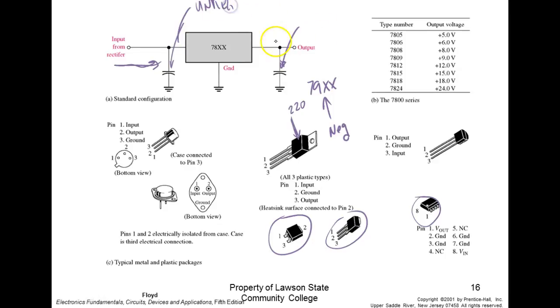Unregulated in, and then over here is what? Regulated out, and then you have common. That's all there is to it for these things. It's very simple to hook up. You see these things used all over the place. In fact, these are what our trainers use for the +5, -5, +12. This is the actual regulators they use. They use the 7800 and the 7900 series for those.